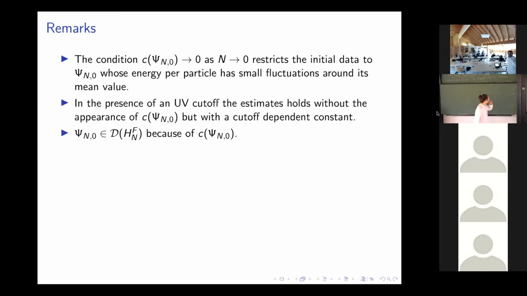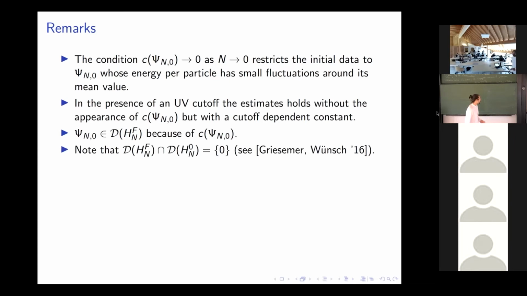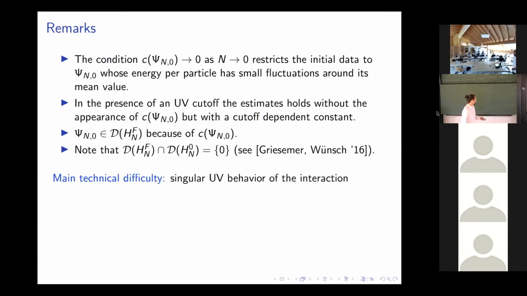Namely, we have to go in the domain of the Fröhlich Hamiltonian because of the appearance of this C of psi n naught. And in this respect, it's interesting to note, like Robert also pointed out, that the domain of the Fröhlich Hamiltonian and of the free Hamiltonian only have the unit vector in common. This has been shown and is nicely explained in a paper by Marcel Griesemer and Andreas Wünsch. And as I've already said, the main technical difficulty, also in comparison to earlier works, is this ultraviolet behavior of the interaction.